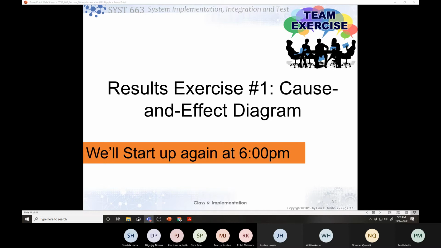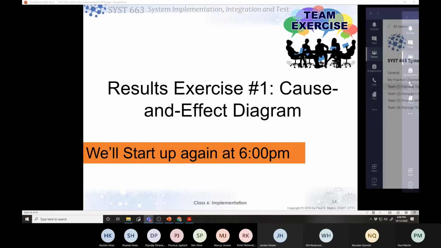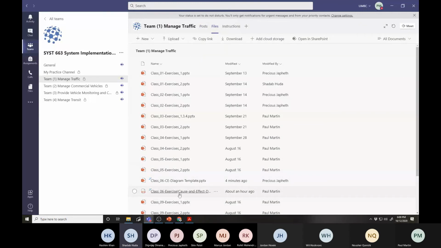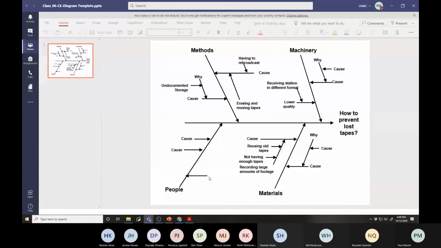All right, I think we've got most everybody back. Just a few more people. Let's go ahead and start with team 1. Who's going to be talking for team 1? I can talk. Oh, good. Okay. Shadab, so what were you thinking in terms of your categories?